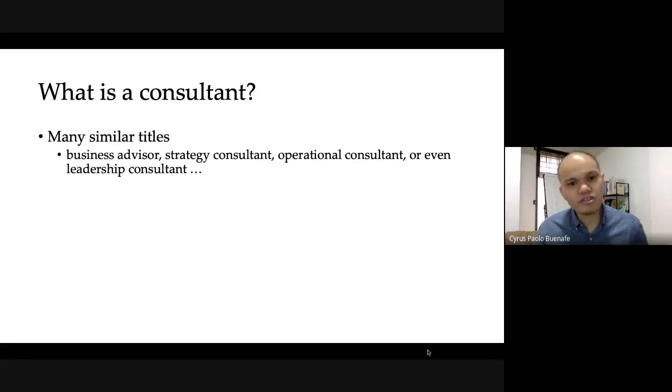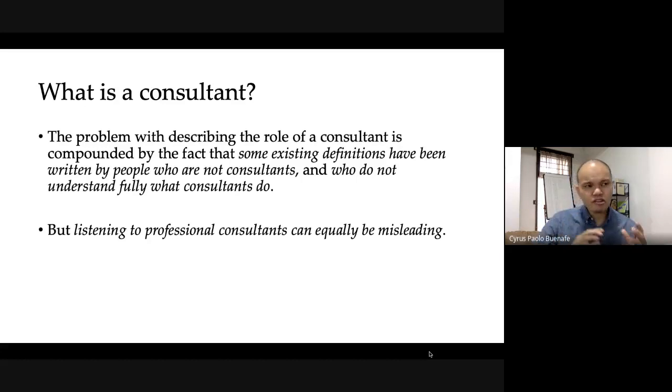You can have a business advisor, a strategy consultant, an operational consultant, a leadership consultant. In some cases, you can have a contractor, a subject matter expert. Depending on the industry you find yourselves in, there are similar titles to the term consultant. But as we are going through this course and we're trying to have a good grounding on what a consultant is, it would be good for us to perhaps start with a description rather than a definition.